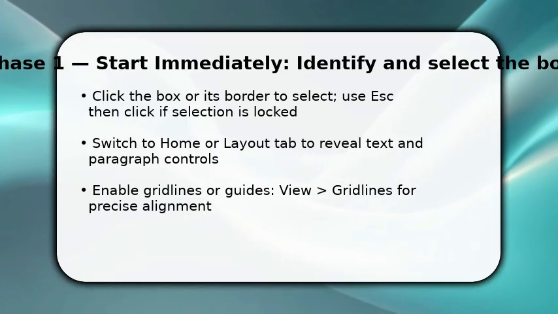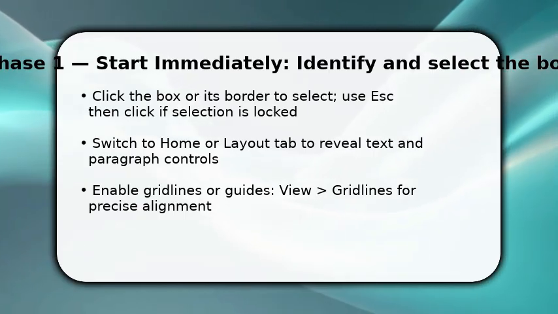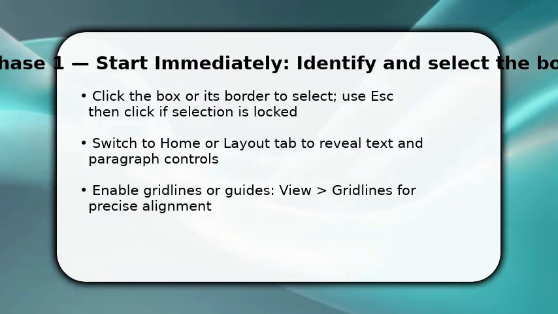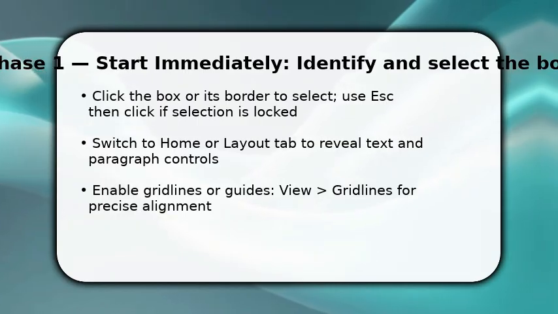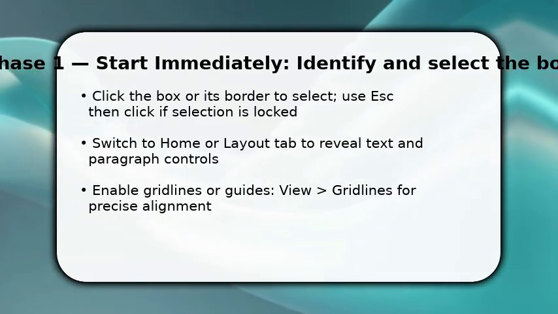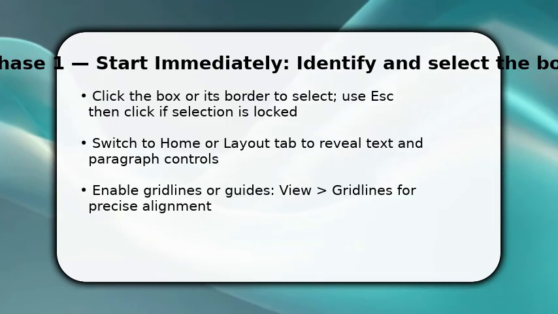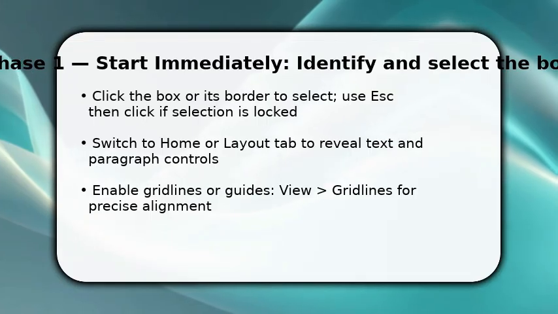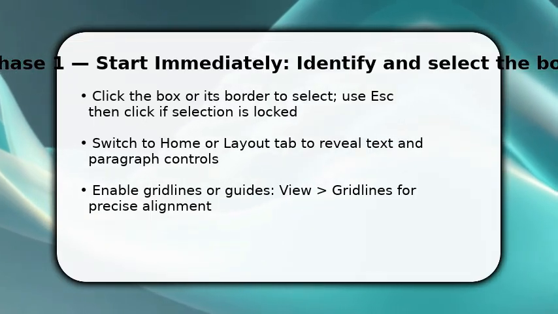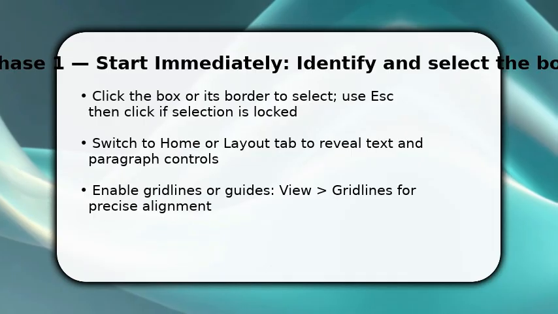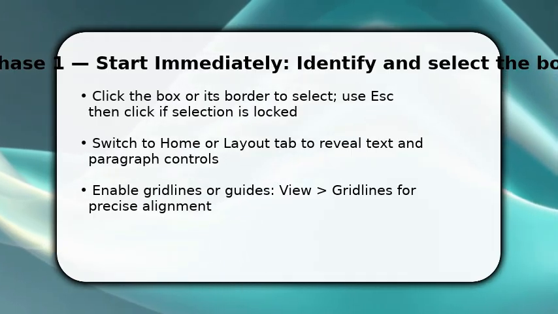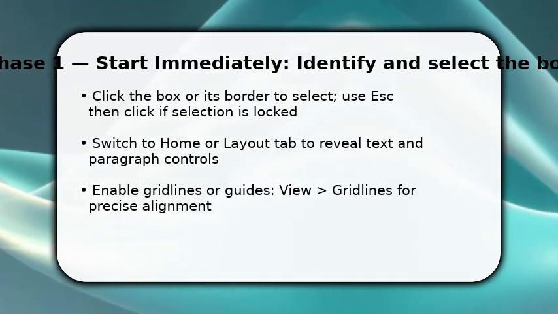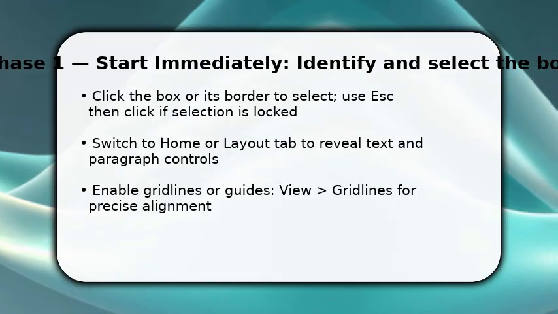You need to act now. Click the box border to select it, not just the text inside. If the shape resists selection, press ESC, then click again. This resets focus. Once selected, make sure you can see contextual tabs like Drawing Tools or Shape Format. These expose sizing, fill, and line options. Also enable View Grid Lines to judge alignment. This helps when you want exact spacing. By starting here, you'll avoid needless steps and get straight to the fix.